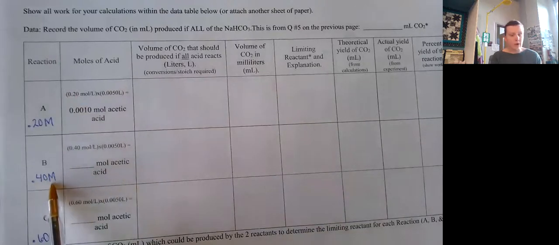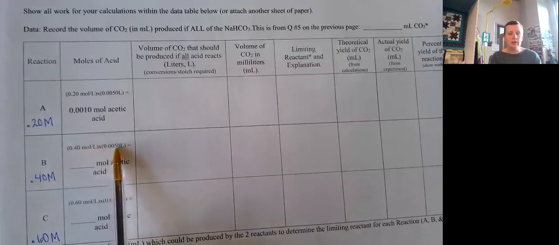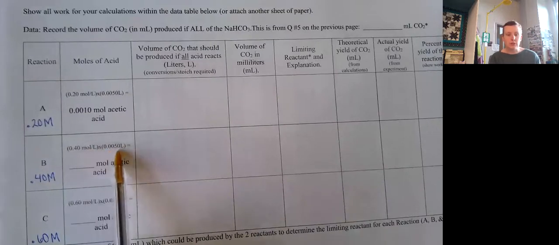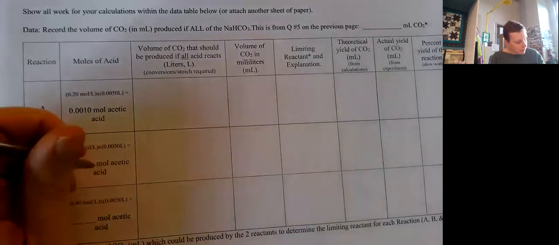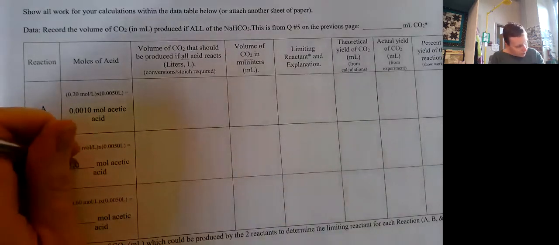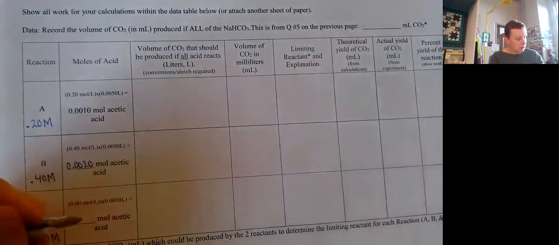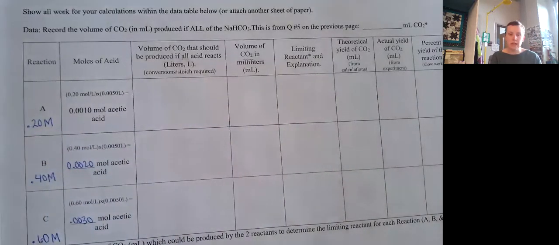So same here. If I have 0.4 molar, that's 0.4 moles per liter, but I'm only using 0.0050 liters. The liters cancel out when I multiply these two together, and I'm going to end up with 0.0020 moles of acetic acid, 0.0020. Okay, and then down here, 0.0030 moles of acetic acid.